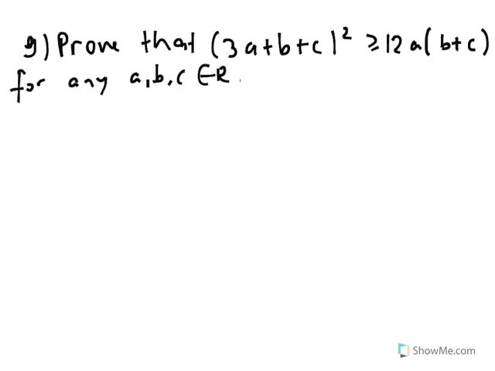In the 9th exercise, we are supposed to prove that (3a plus b plus c) perfect square is greater than or equal to 12a times (b plus c) for any a, b, c real numbers. Well, here we have an inequality: (x plus y) perfect square is greater than or equal to 4xy for any x, y. This is very easy to prove.